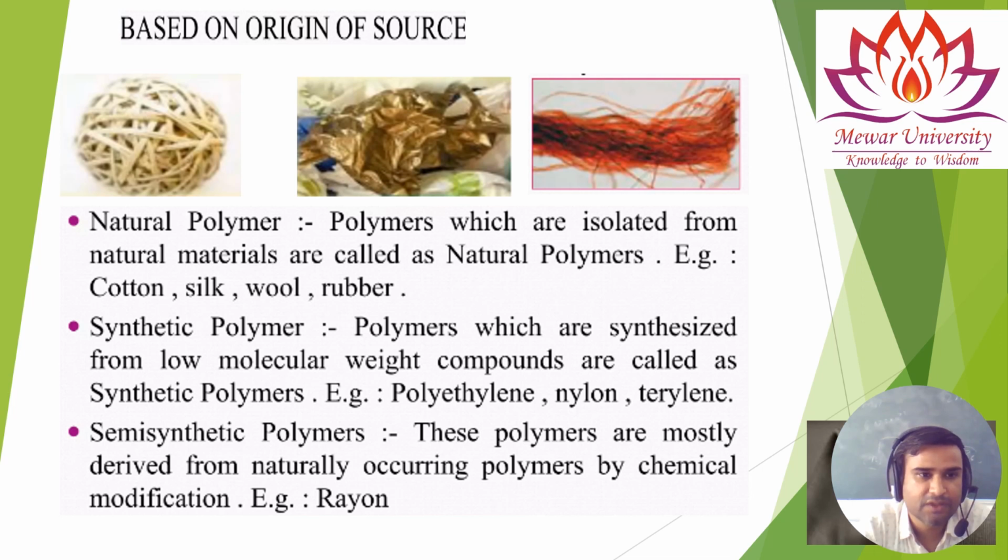The second is synthetic polymer. These are synthesized from low molecular weight compounds and are called synthetic polymers. For example, you have polyethylene, nylon and terylene. And the third type is semi-synthetic polymer, which is mostly derived from naturally occurring polymers by chemical modification. For example, rayon. Rayon is a fiber. Using this rayon, you are making your clothes.